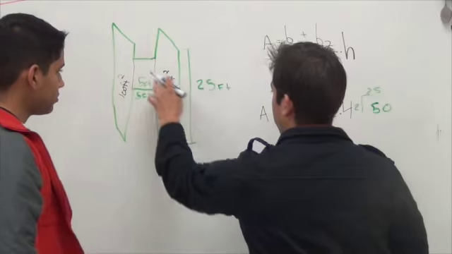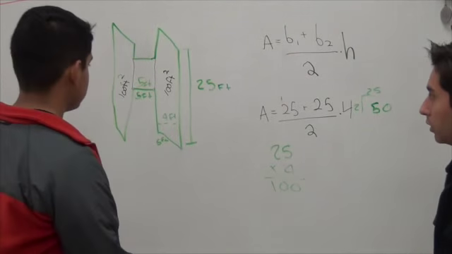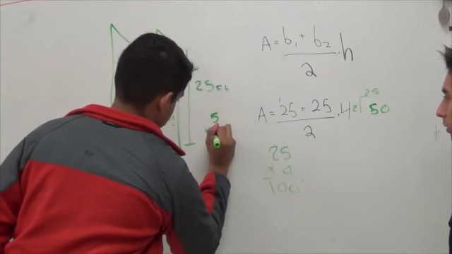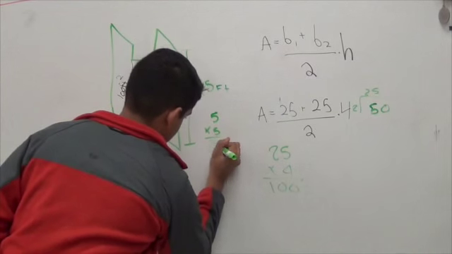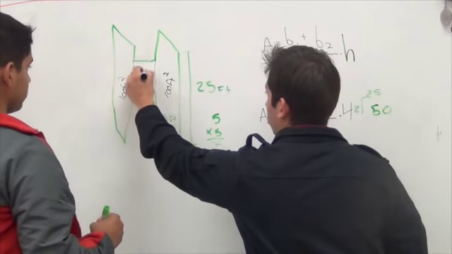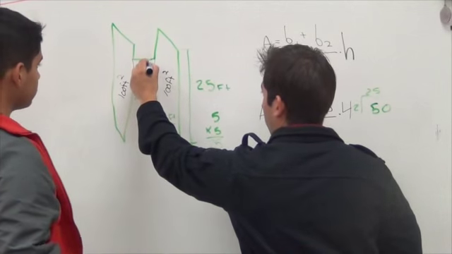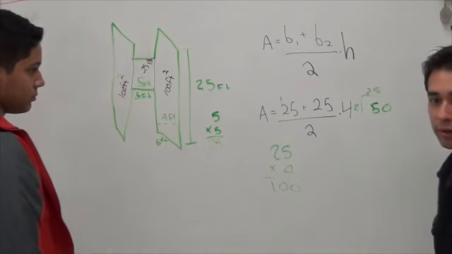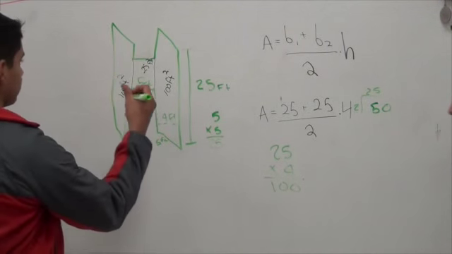And now we just got to find the area of the square in the middle. So we all know the equation for a square is just base times height, or side times length. So that's going to be 25. So it's going to be 25 feet squared. So the only thing we have to do now is just add all those areas together so we can find the total area of the shape.